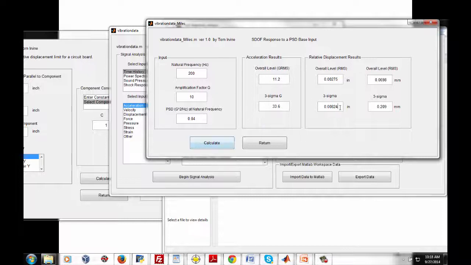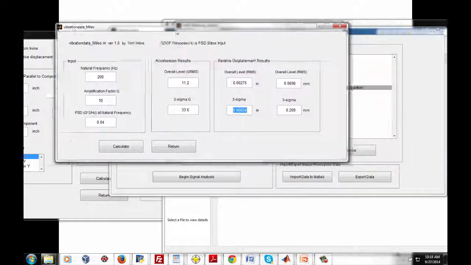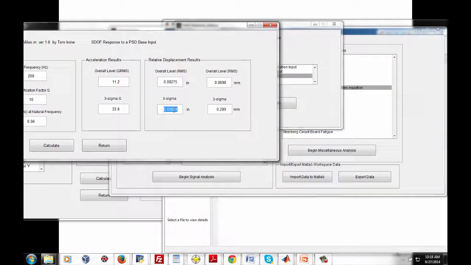And today we're concerned about this here. Relative displacement results, 3 sigma. And what we see is that for this case, our expected 3 sigma relative displacement is 8 thousandths of an inch.